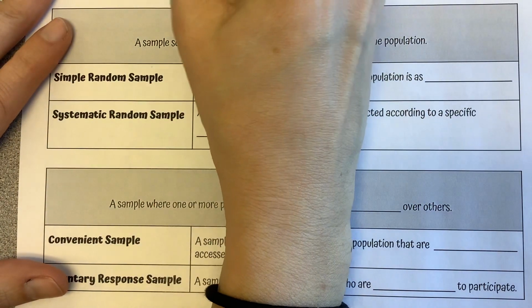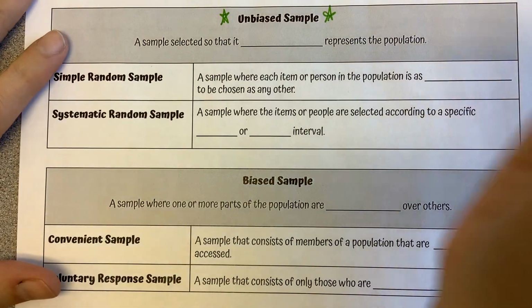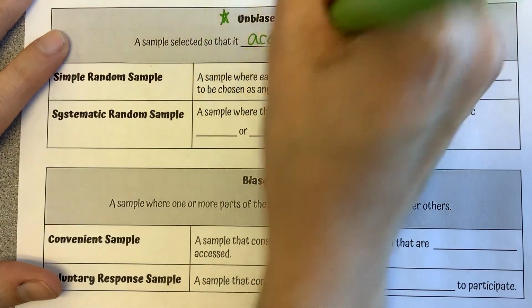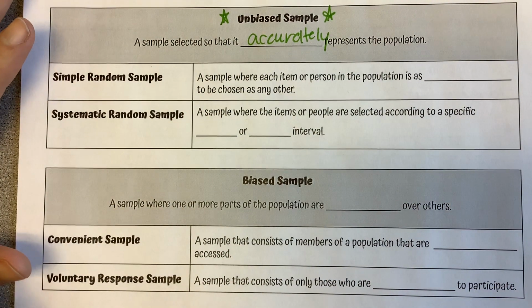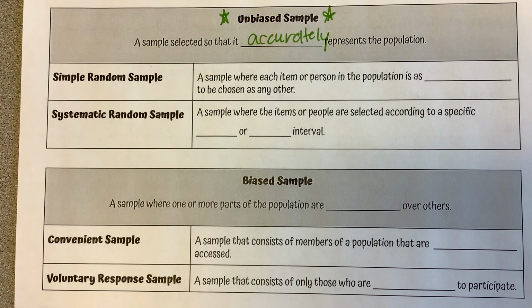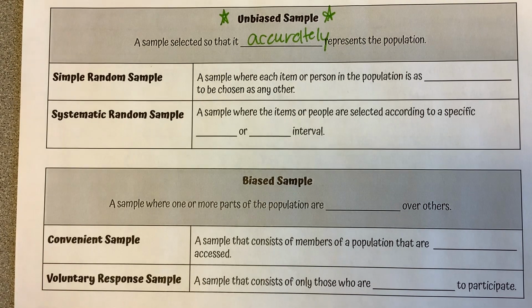Your goal would be to have unbiased samples. An unbiased sample is a sample selected so it accurately represents the population. We want it to actually be representative. I don't want to ask what the average age at a school is and only go into the preschool building. That's not going to be accurate for the whole K through 5, or preschool through 5th grade, building.